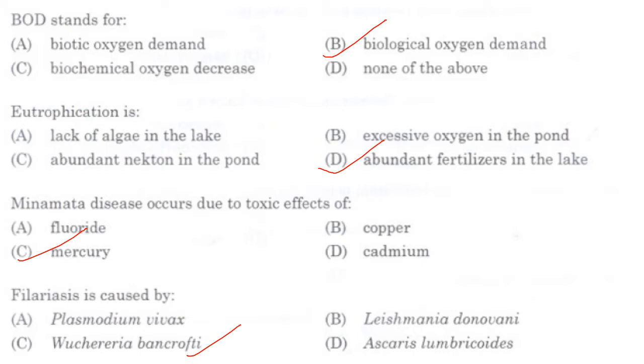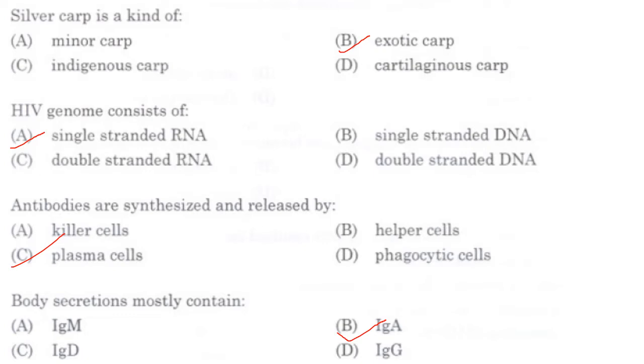It is caused by Wuchereria bancrofti. Answer is option C. Then silver carp is a kind of exotic carp. Answer is option B. HIV genome consists of two identical single-stranded RNA molecules. So answer is option A. Antibodies are synthesized and released by plasma cells. Answer is option C. And body secretions mostly contain IgA. Answer is option B.